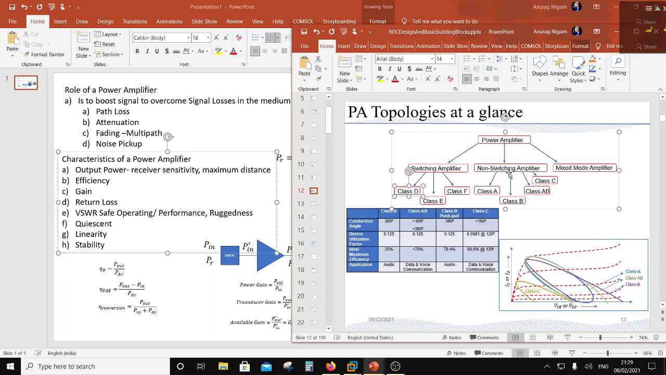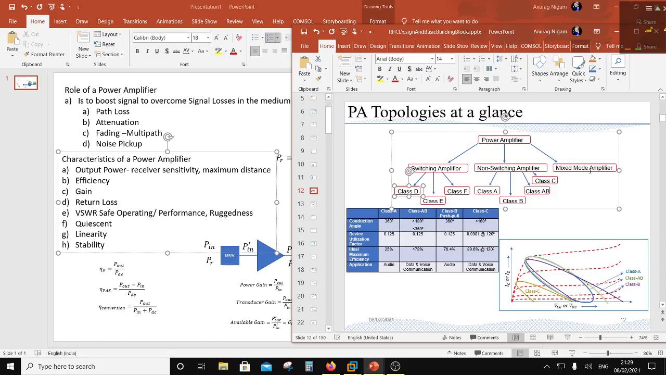In a non-switching amplifier, the device acts as a voltage controlled current source or a current controlled current source, right? So in that case, the device can be class A if the conduction angle is 360 degrees. It can be class B if the conduction angle is 180 degrees. It can be class AB when the conduction angle is between 360 and 180, and class C if the conduction angle is less than 180, right?